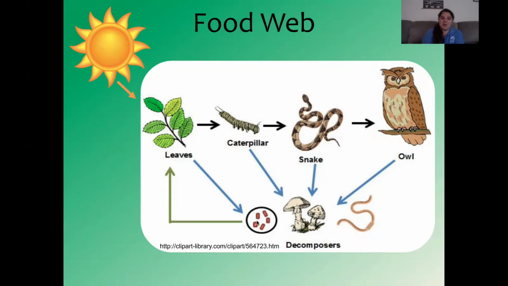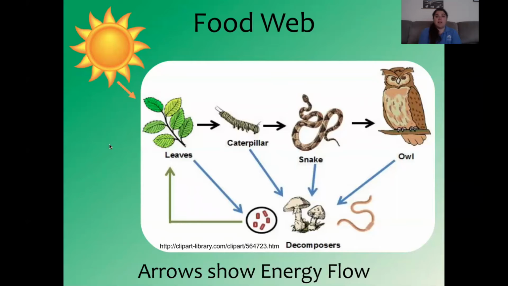And our decomposers get the energy from the leaves, caterpillar, snake, and owl after they die, and the decomposers break that down, get energy for themselves, and put that energy back in the soil, which is then recycled back through the plants, back through our producers.